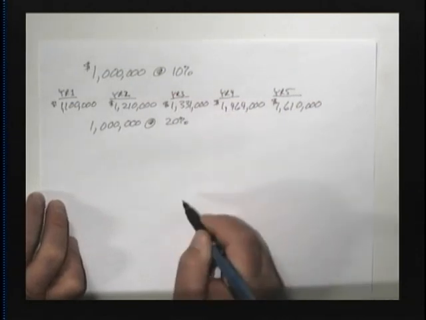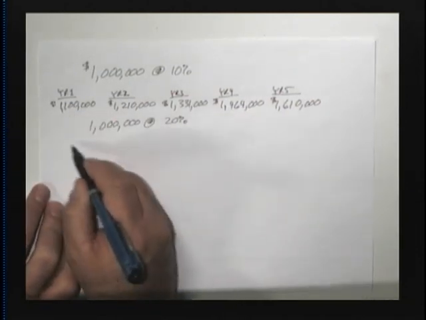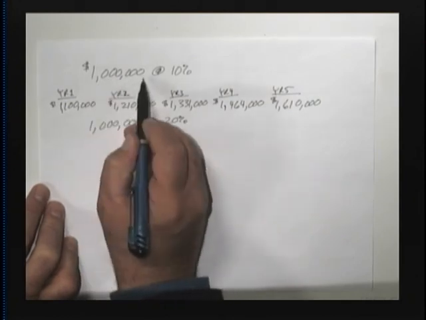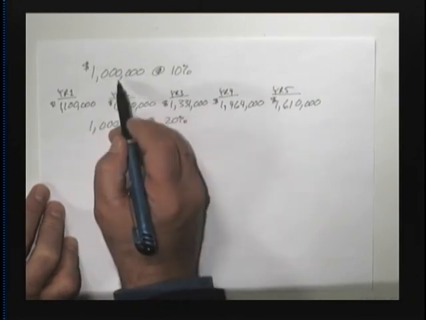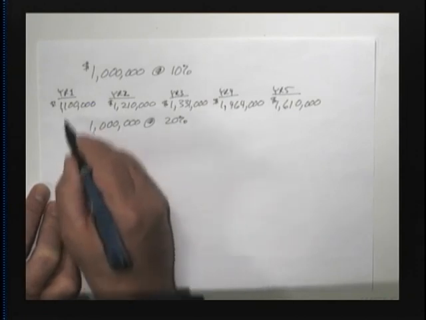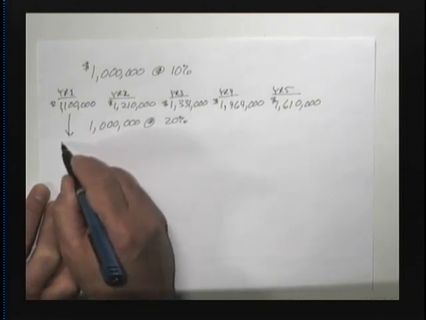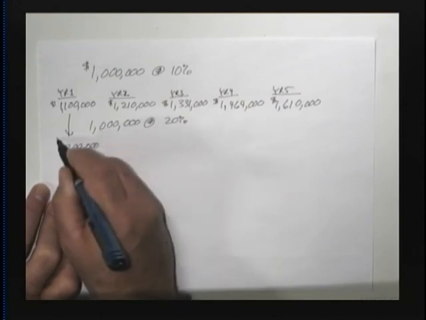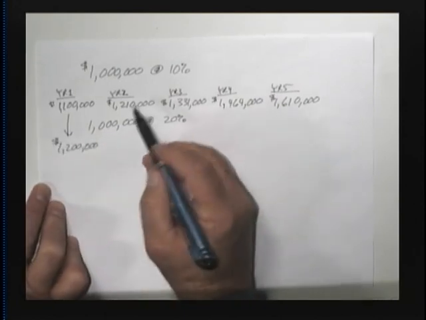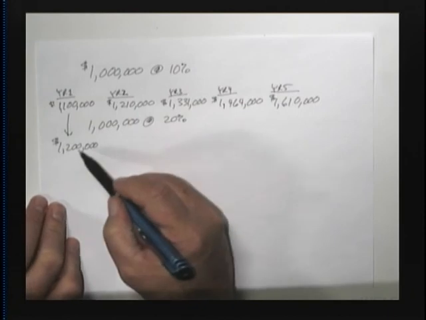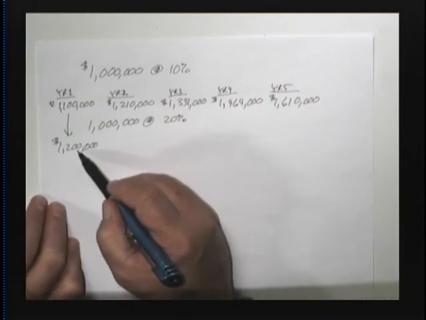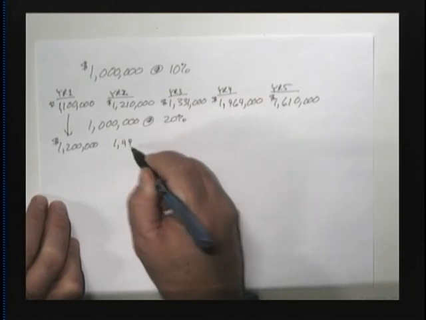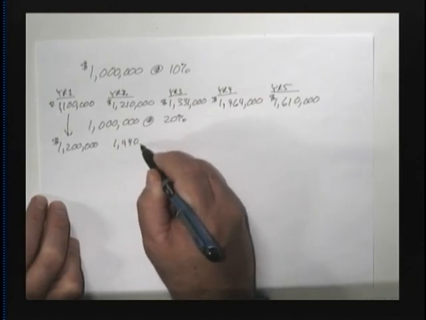20%, then at the end of year one, it would have been 20% of a million, which is 200,000 plus that 1 million. So at the end of year one, that's $1,200,000. And now investing at 20% again for year two, at the end of year two, that works out to be a little over $1.4 million.